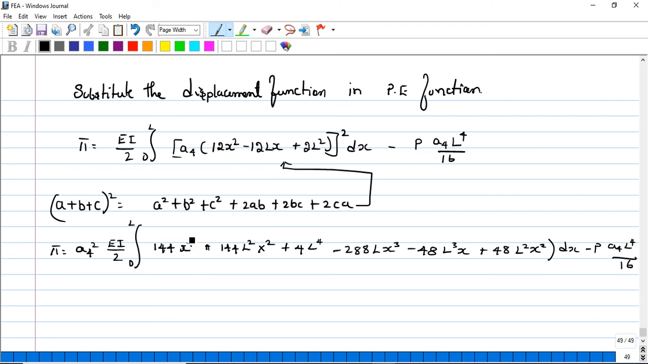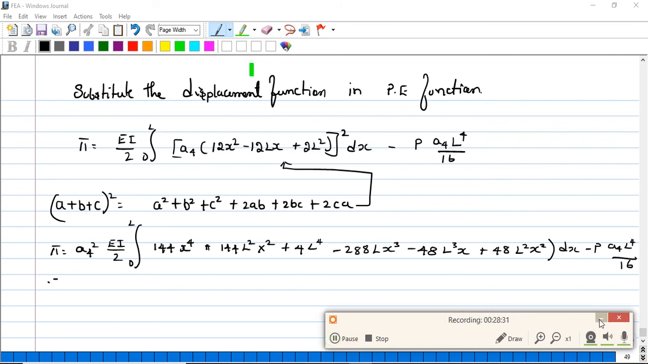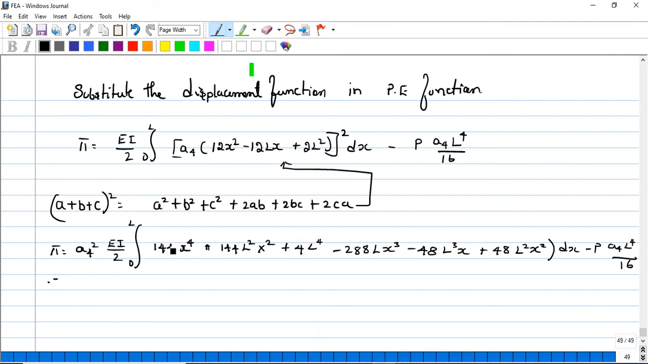So let me write the same. Okay, this will be the function, and I need to apply the integration. Okay, then potential energy is equal to A4 square EI by 2.